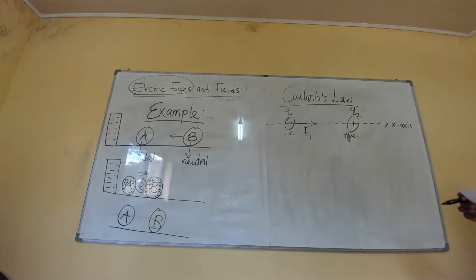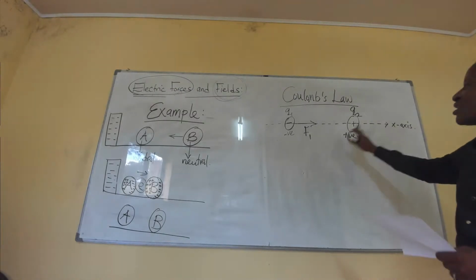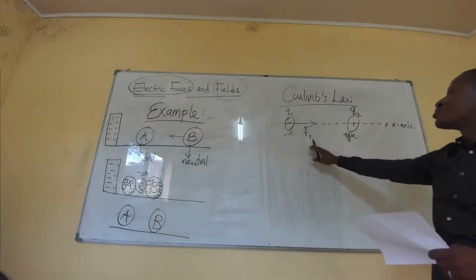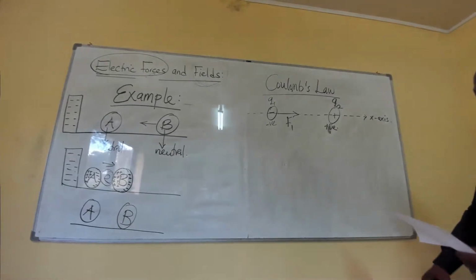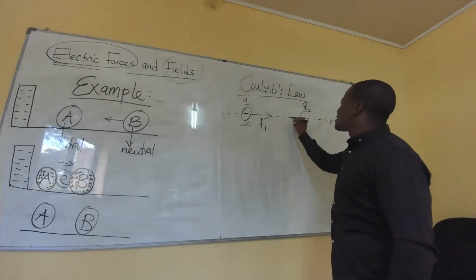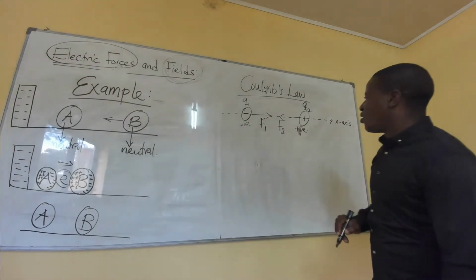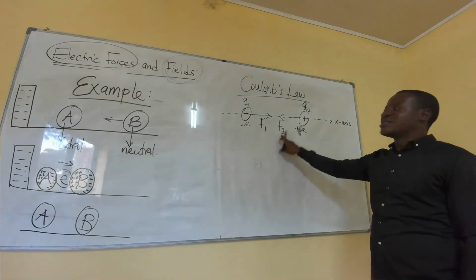In other words, this is from 1 to 2. So you can call it F1 or you can call it F21. It's the same. Then you also have the one which is opposite. This you call F2 or F12 in this direction.